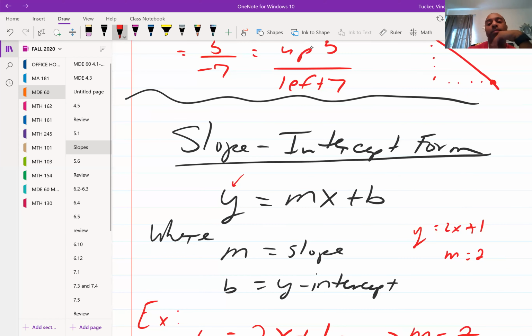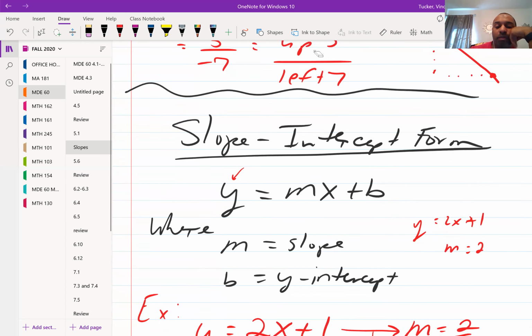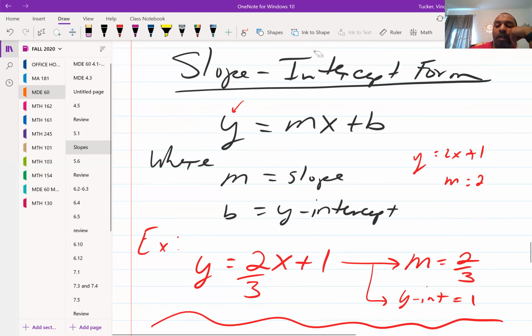So in this form, if you have solved for y or you have y by itself, then it is going to be in the slope intercept form. So you have to make sure that y is by itself on one side of the equation in order to pick out your slope and your y-intercept.